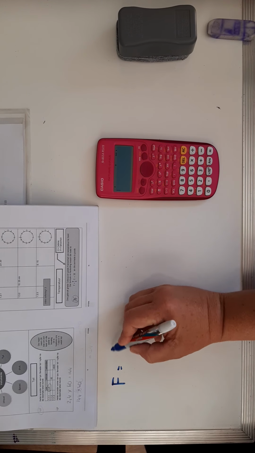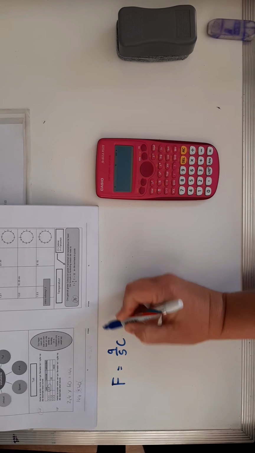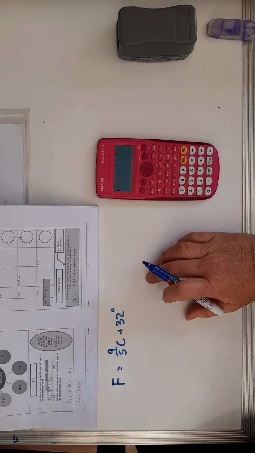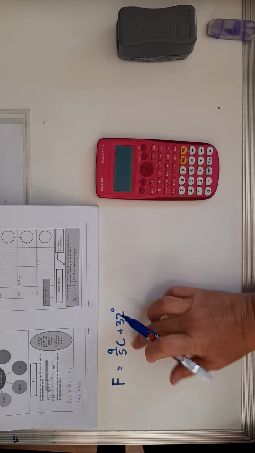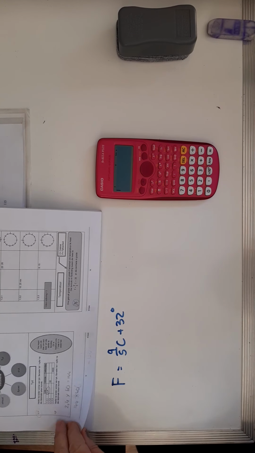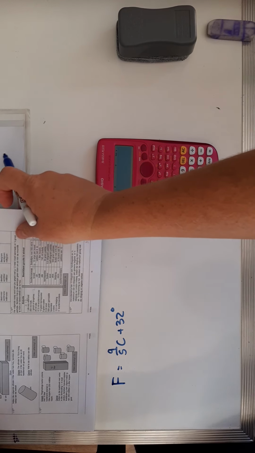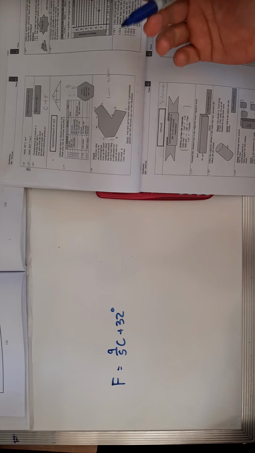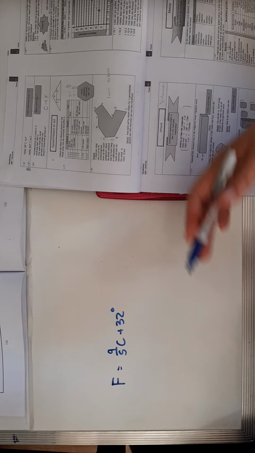The one is Fahrenheit equals 9/5 Celsius plus 32 degrees. It's a formula that will be given to you. This is if you want to change Celsius to Fahrenheit. Those are the two measurements we measure heat with. In South Africa, we use Celsius. Overseas or in some other places, they use Fahrenheit. So sometimes you have to change from one to the other.